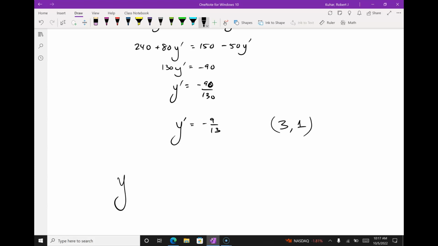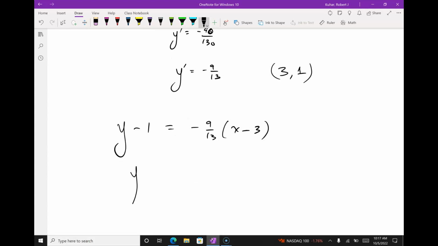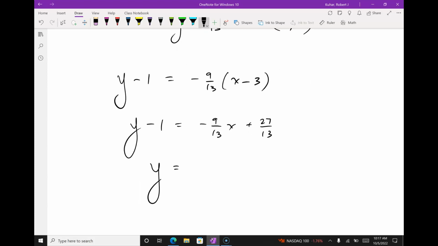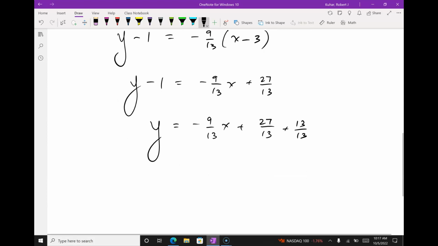Okay, tangent line. y minus 1 equals negative 9 thirteenths times x minus 3. So y minus 1 equals negative 9 thirteenths x plus 27 thirteenths. I'm going to add 1 to both sides in the form of 13 over 13. And I get my tangent line: y equals negative 9 thirteenths x plus 40 thirteenths.